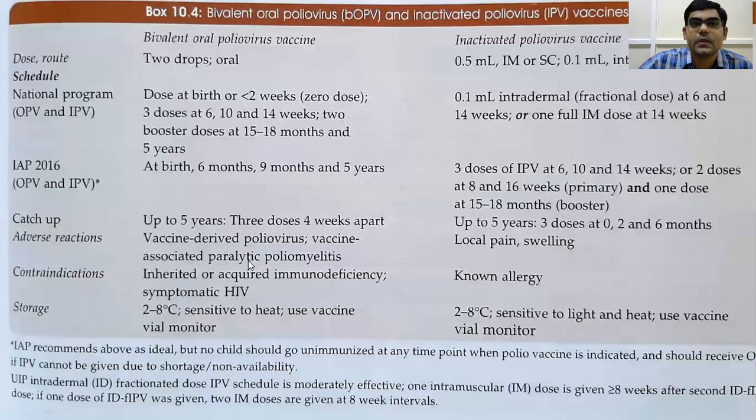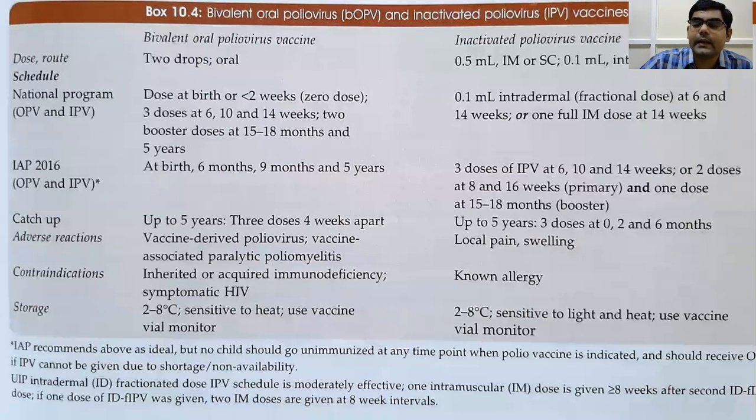Okay, so this is a very important one. So we have learned poliomyelitis. It will cause permanent residual paralysis. So how can you prevent it? You can prevent it by giving the vaccine. There are mainly two types: bivalent oral poliovirus and IPV, inactivated poliovirus.